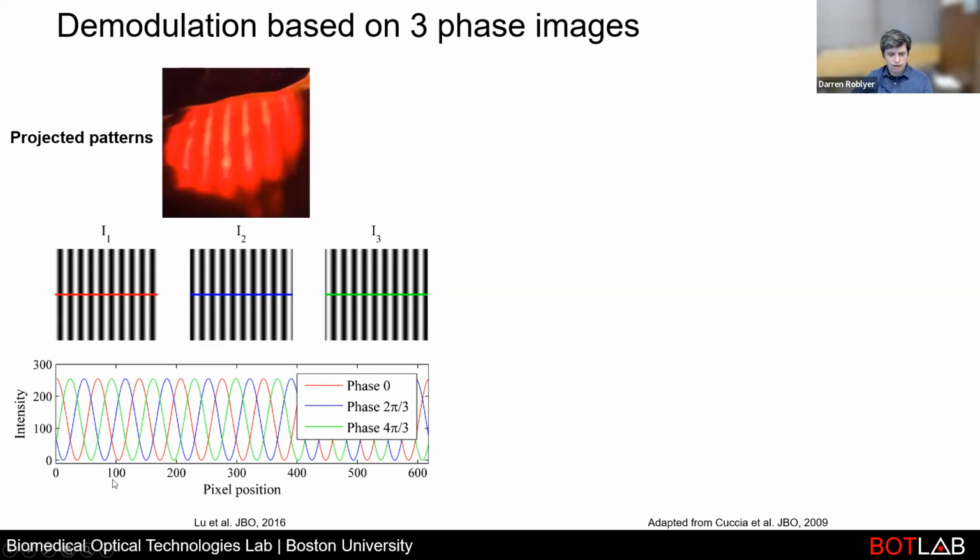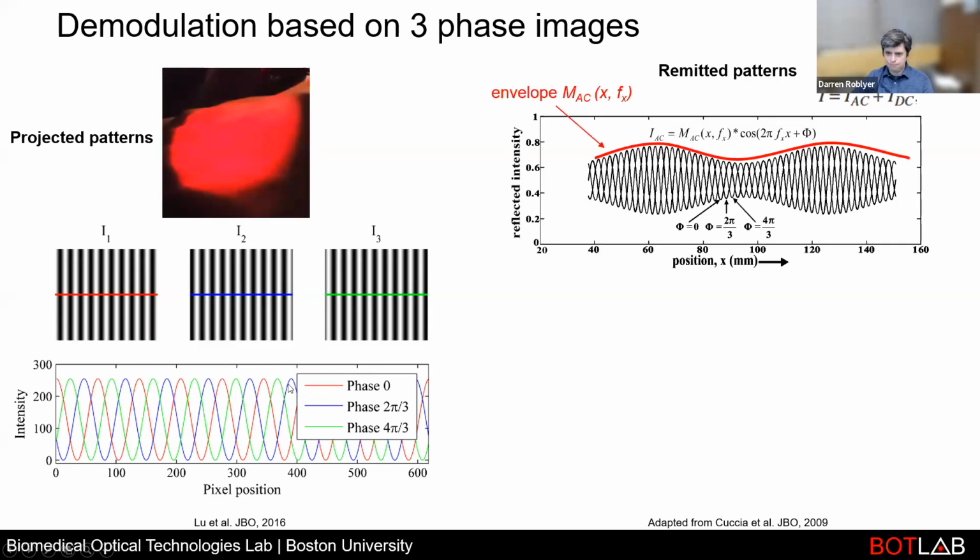If you take a line profile through these 2D patterns, you can see in one dimension what that illumination looks like. We illuminate the tissue, and then the camera measures the emitted light. What we measure is a combination of that original sinusoidal pattern at the 3 phases, as well as an envelope function, which we call MAC. It's the envelope function that tells us about the frequency response of the tissue at that specific modulation frequency. And we want to extract this envelope.